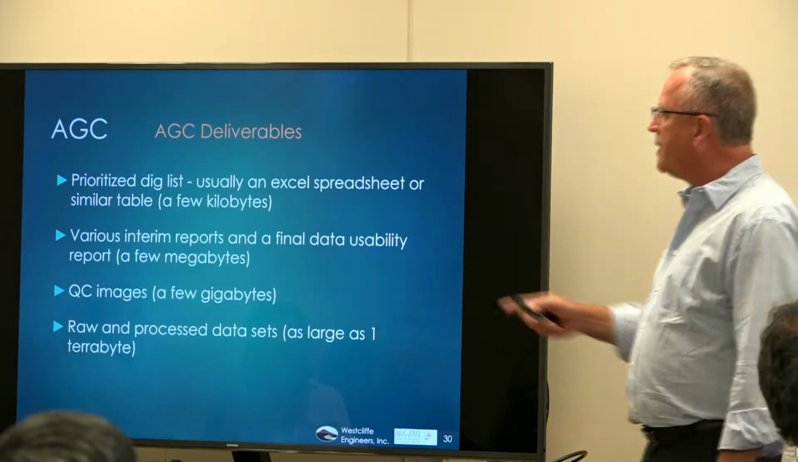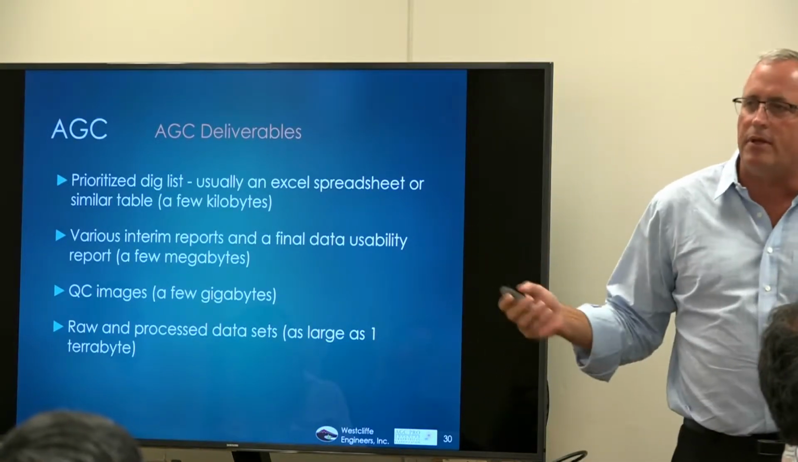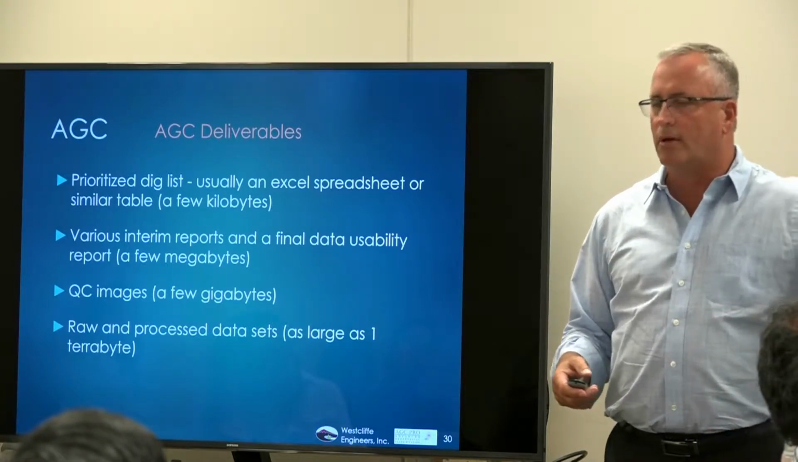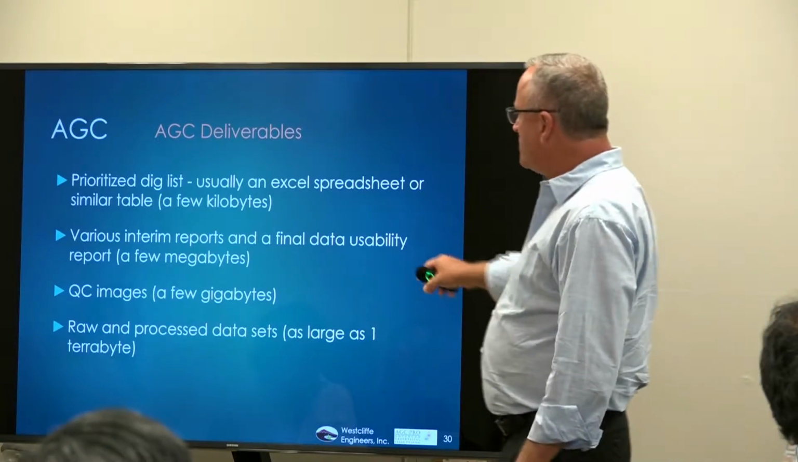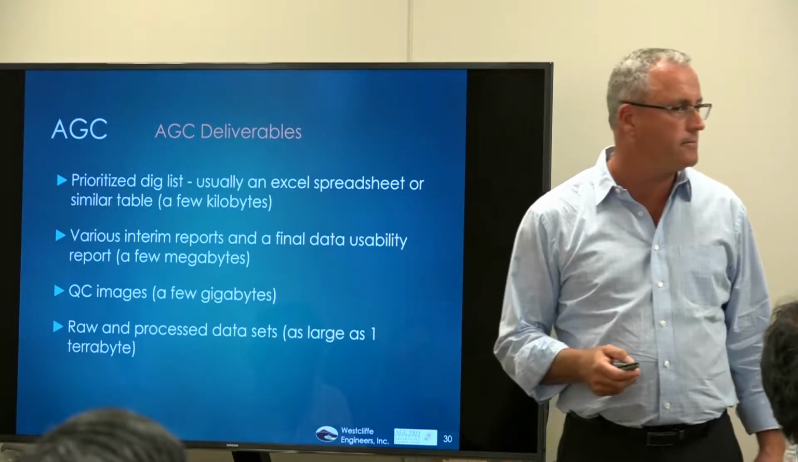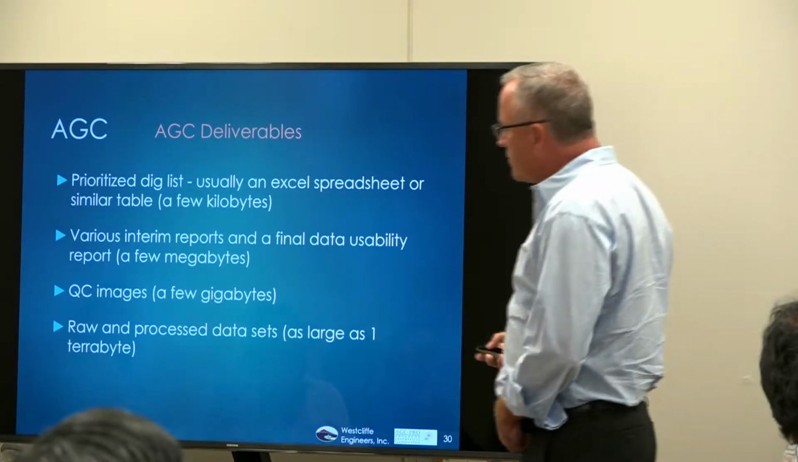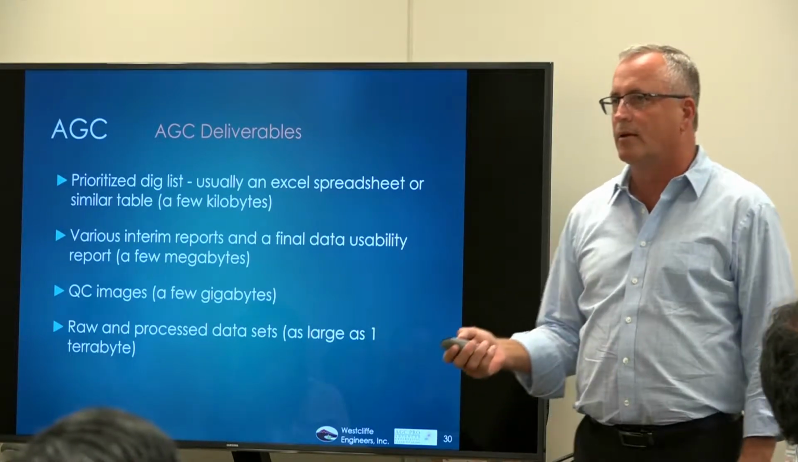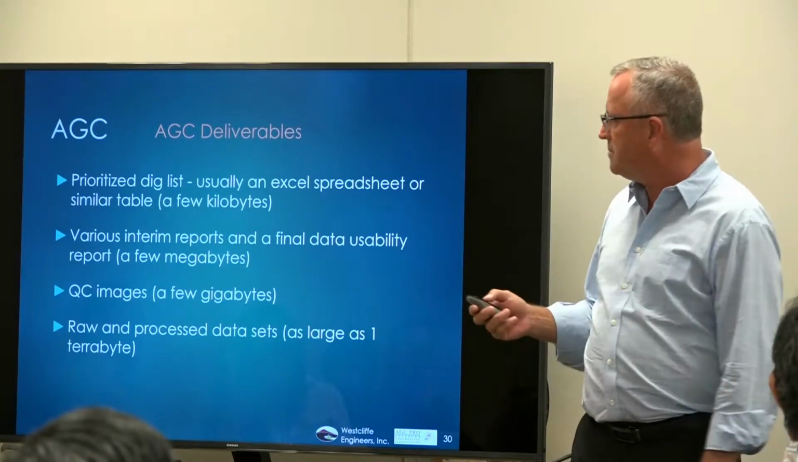Okay, so the deliverables you get from AGC, you get a prioritized dig list. That's the main deliverable. So with DGM, you get a dig list. AGC is prioritized. The scariest things are at the top, things that are most like UXO. Things that are least like UXO are at the bottom. You get a whole bunch of reports about the quality of the data and usability of the data. You get a bunch of QC images to go with the reports. And then you get an immense amount of raw data. You can't just say, okay, please send me the data. It's a terabyte. Right? It's a little tricky.